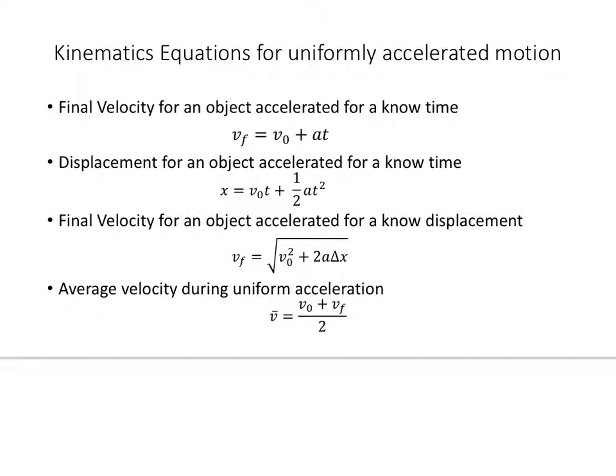And then the last one is for the average velocity during uniform acceleration. And this is just equal to the initial plus the final divided by 2. This one should be intuitively obvious if you think about it. An object is accelerating uniformly, and the average velocity is going to be between the initial and the final. So you would just take the initial plus the final and divide by 2 to get the average.